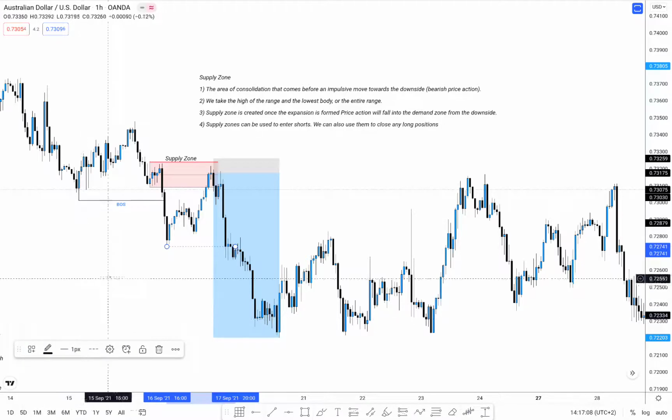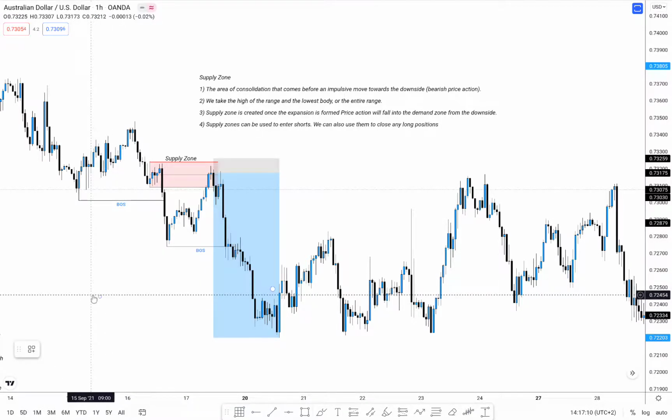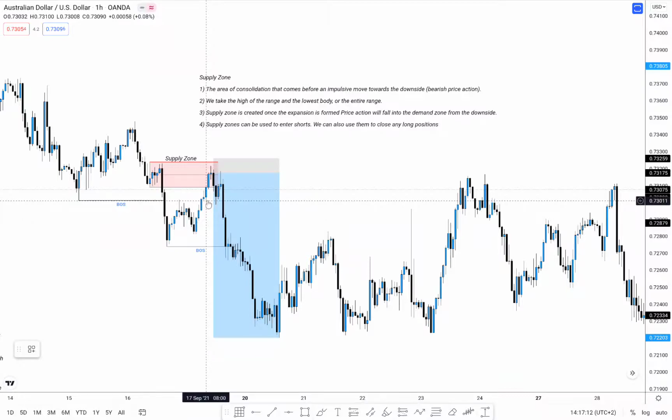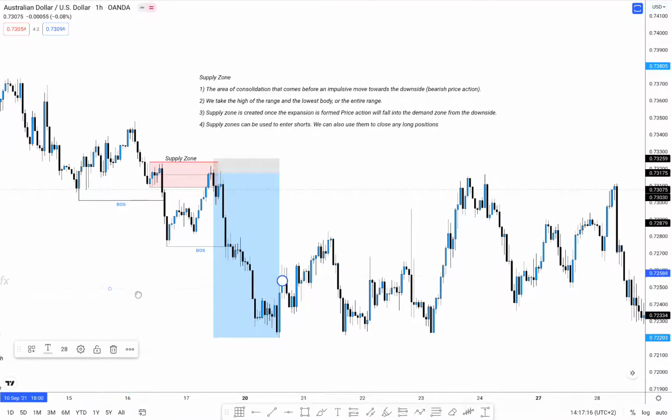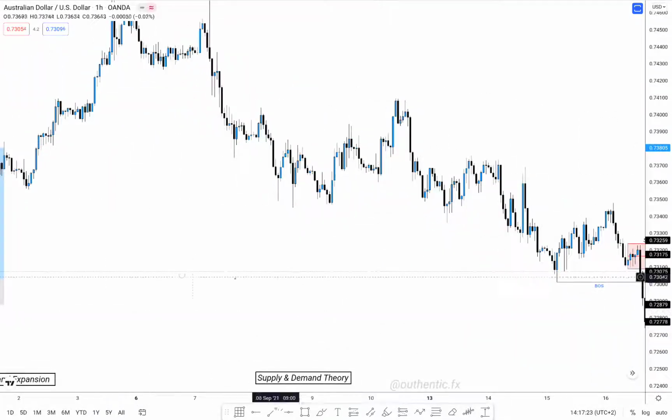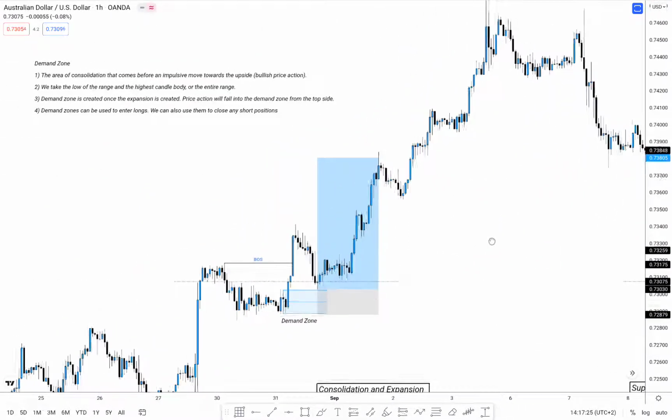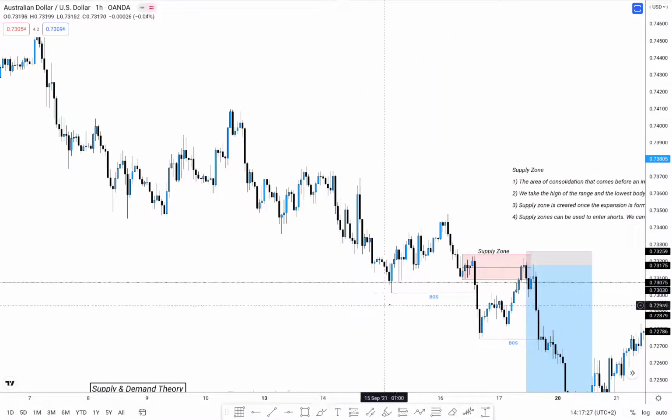BOS bottom. So our supply zones can be used to enter short positions. We can also use them to close any long positions, guys. So you need to understand one thing, guys. Supply and demand zones work hand in hand and can be traded off each other. Let's look for an example where supply meets demand and demand meets supply.